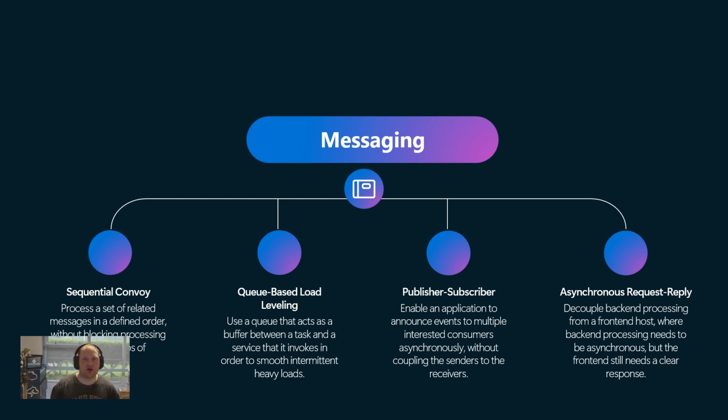The publisher subscriber pattern enables an approach to announce events to multiple interested consumers asynchronously without coupling the senders to the receivers. This decoupling allows for greater flexibility and scalability as new subscribers can be added without modifying the publisher. This pattern is particularly useful for event-driven architectures where multiple components are needed to react to the same events.